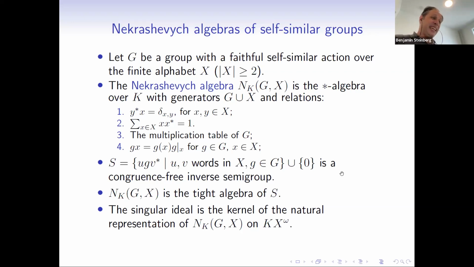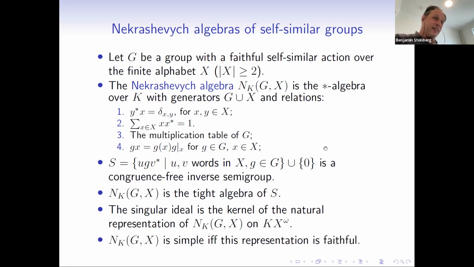And this is a representation, and it turns out the kernel of this representation is exactly the singular ideal. It's the only example I know where we have a very concrete description of the singular ideal. And the proof of this is a surprisingly clever thing that I'll give Nora 100% credit for, because it was really her idea. And so this algebra is simple if and only if the representation is faithful.